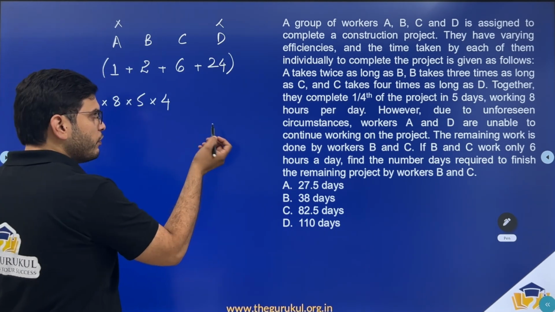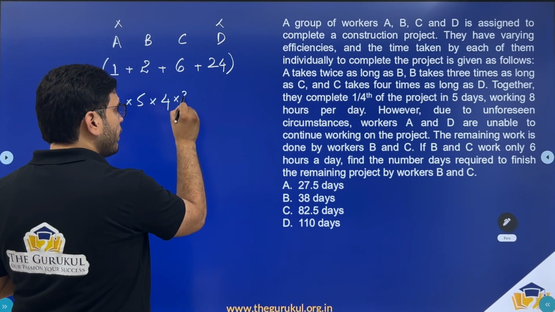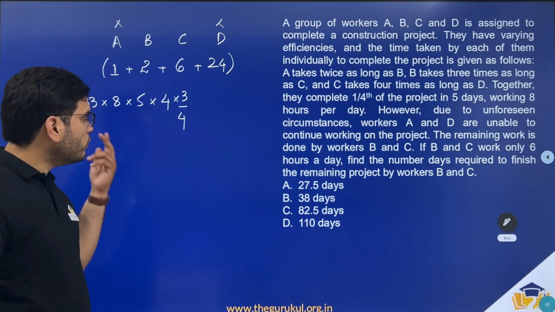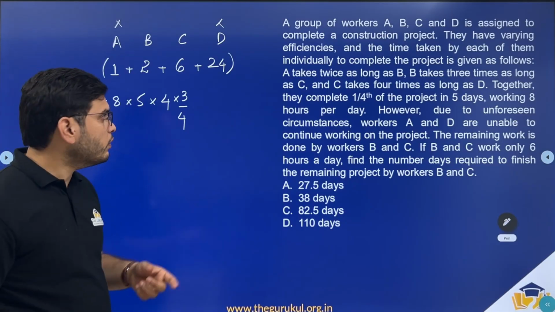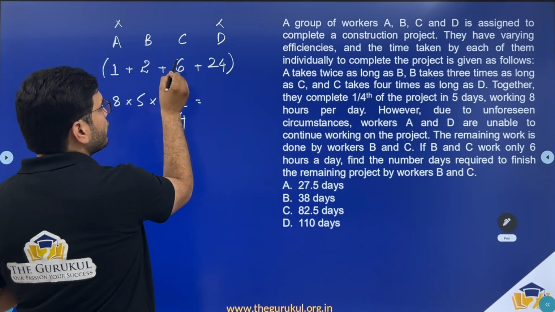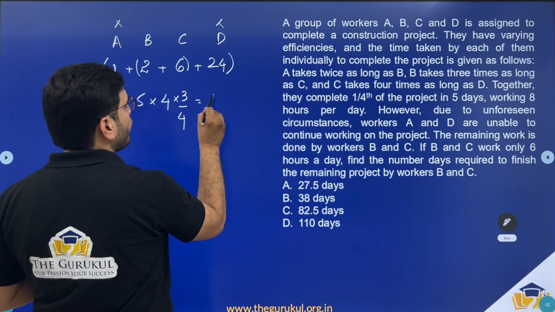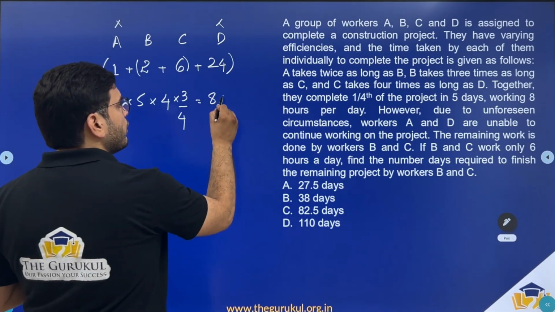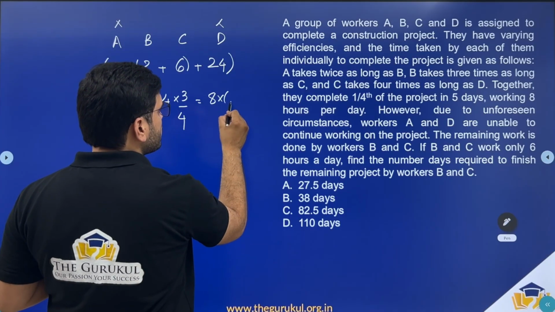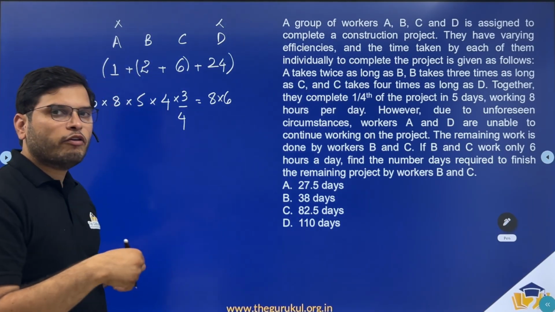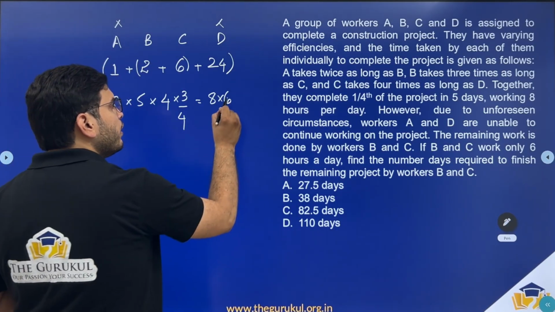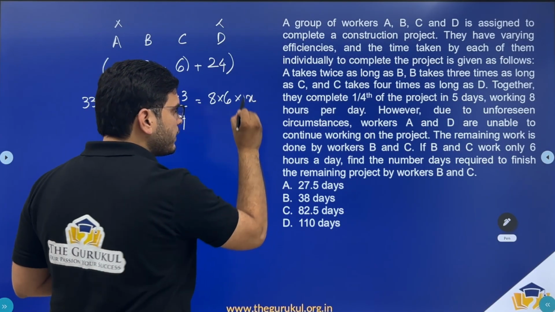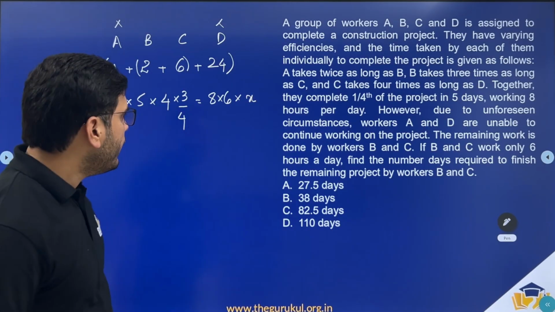So if 25% is done, or if 1/4 is done, the remaining work is 3/4. So this is the total amount of work that has to be done. Now you have only B and C working on that. So 2 plus 6, you have 8 units of work getting done in 1 hour, and they're working for 6 hours a day. So they'll be completing 48 units of work in one day, and they're working for X days. So the work will get over in X days.